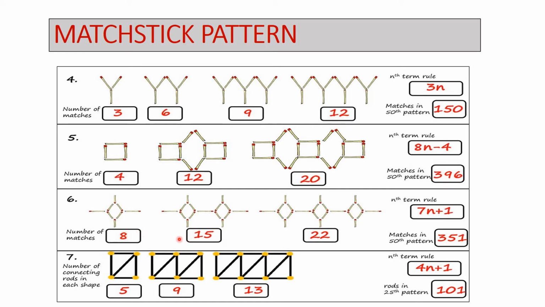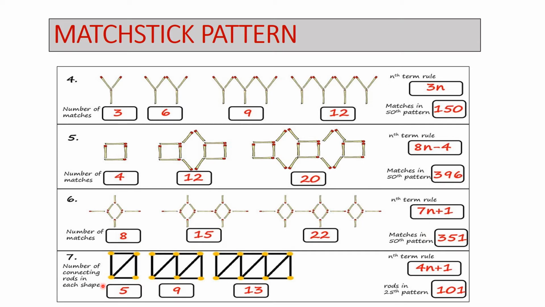Now similarly, see the second term. How many matchsticks are needed? It will be 7 into 2, 14 plus 1, 15. Now the third, 7 into 3, that is 21 plus 1, 22. So this way you get the number of matchsticks required for further patterns, right?